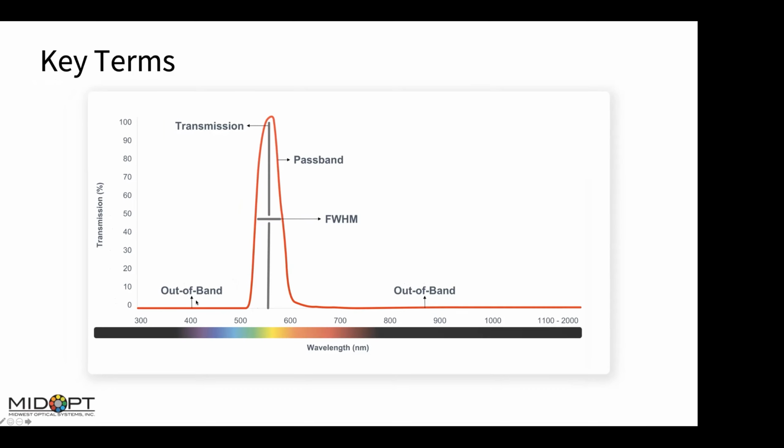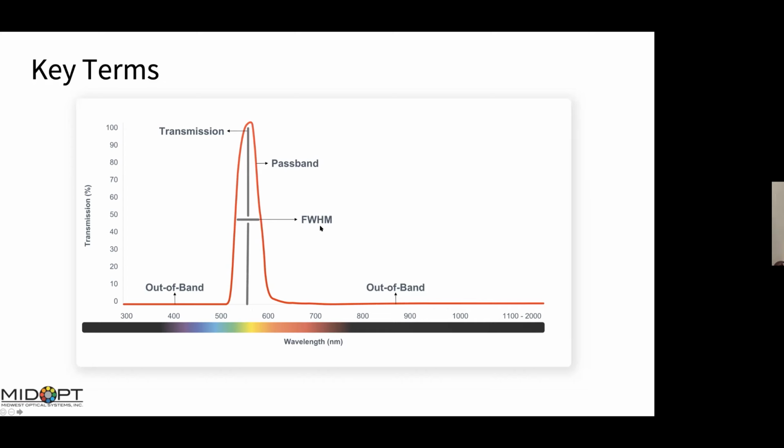And then out of band is what's being blocked. So if I refer to a filter, or if you hear a filter having very good out of band blocking in the infrared or the IR, that just means that that filter is doing a good job of blocking infrared, which may not be required in your application.